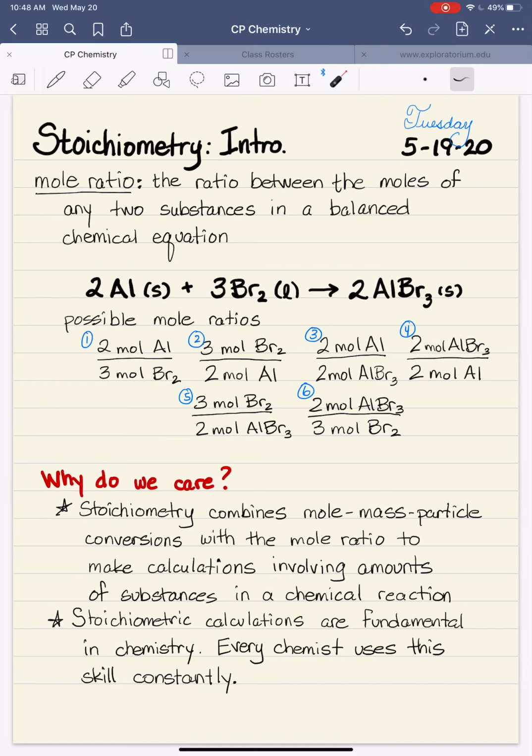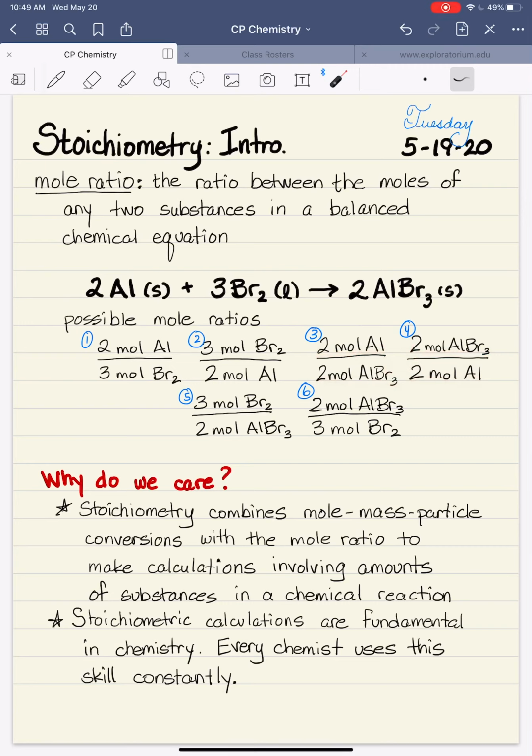So let's take a look at the first two. We have 2 moles of aluminum and 3 moles of bromine. Those are represented in the first and second mole ratio, 2 moles of aluminum over 3 moles of bromine. Or we can flip this and put the 3 moles of bromine on top and the 2 moles of aluminum on the bottom. We could take our aluminum and our aluminum bromide, and we could say 2 moles of aluminum over 2 moles of aluminum bromide, or flip it and put 2 moles of aluminum bromide over 2 moles of aluminum.